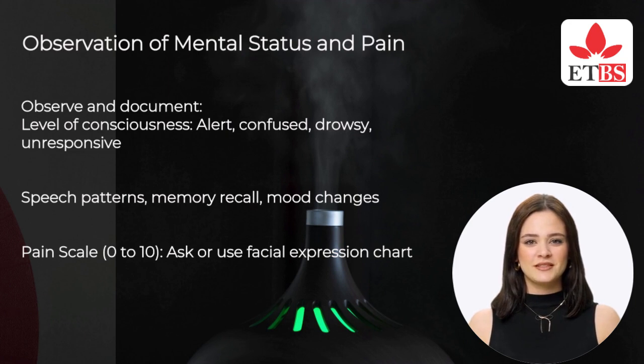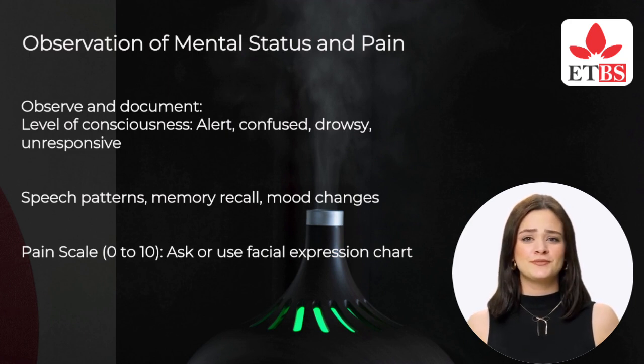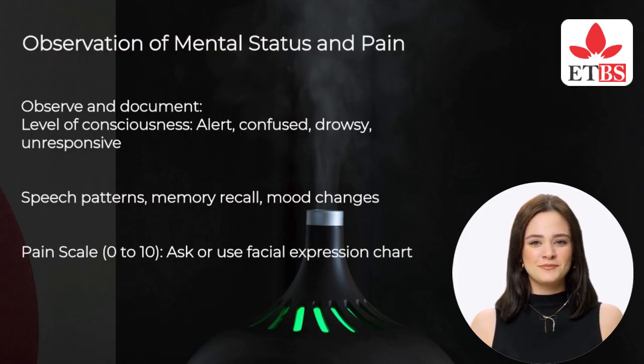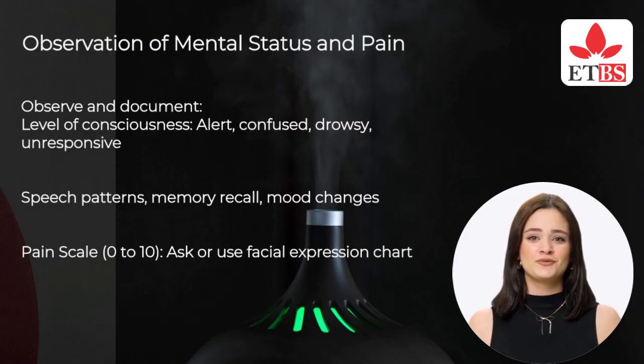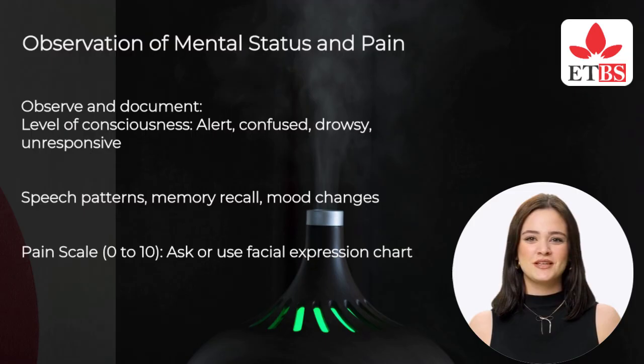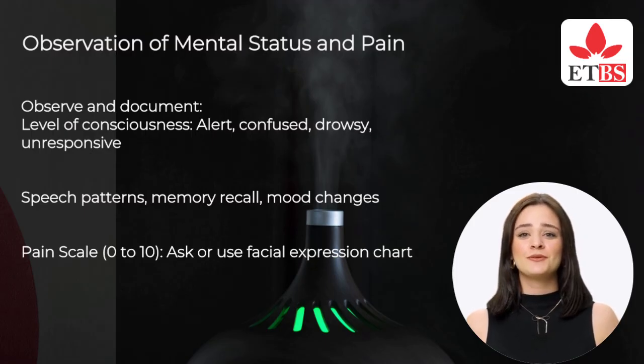Observation of mental status and pain. Observe and document. Level of consciousness: alert, confused, drowsy, unresponsive; speech patterns, memory recall, mood changes. Pain scale: 0 to 10. Ask or use facial expression chart: mild, 1 to 3. Moderate, 4 to 6. Severe, 7 to 10.